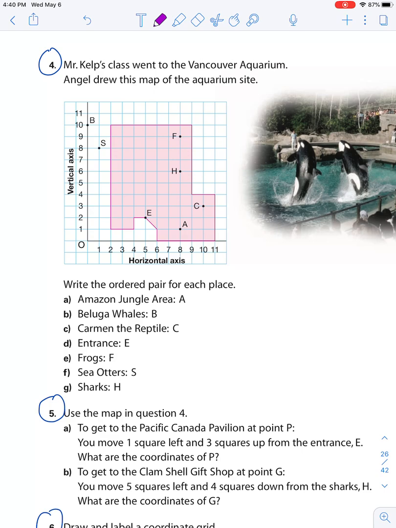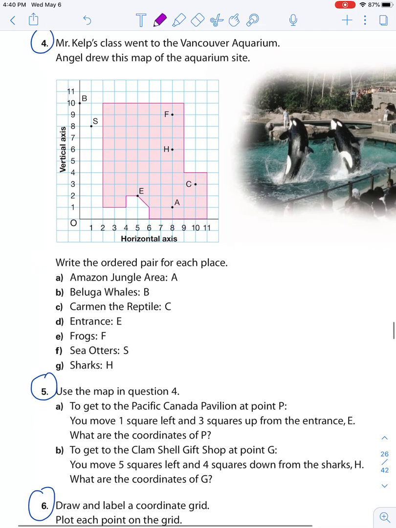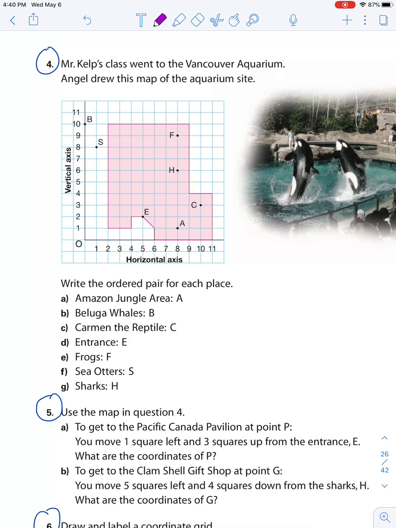Okay, next is Mr. Kelp's class went to the Vancouver Aquarium. Angel drew this map of the aquarium site. Okay, cool. Write the ordered pair which is in each of the places. Okay, so first of all, we're zooming in on A. So remember, we have to put brackets. Now I saw in the Seesaws that some people, when they're writing ordered pairs, they just put 8, 3, for example. Okay, that's technically not the right way to write our ordered pair. You do need to put on brackets.